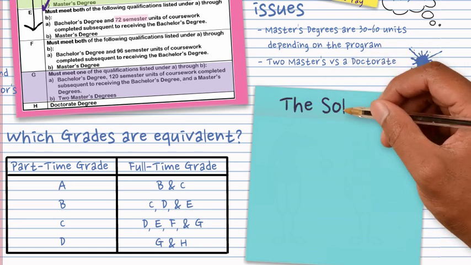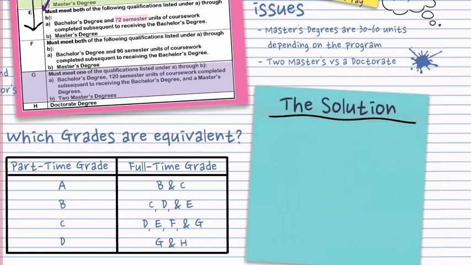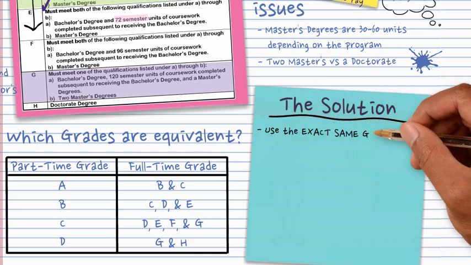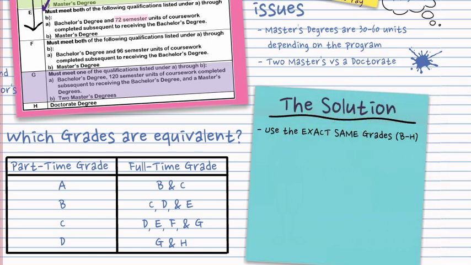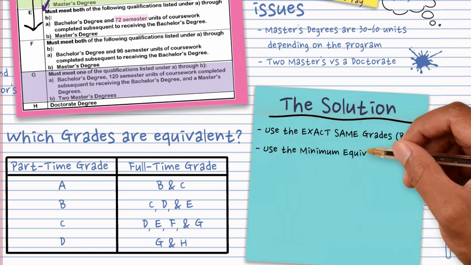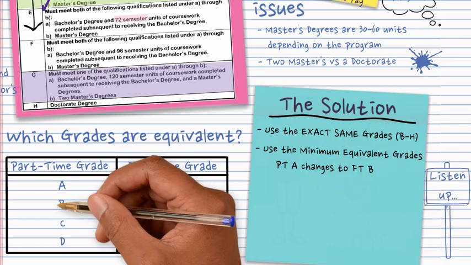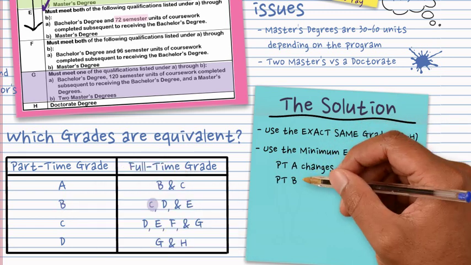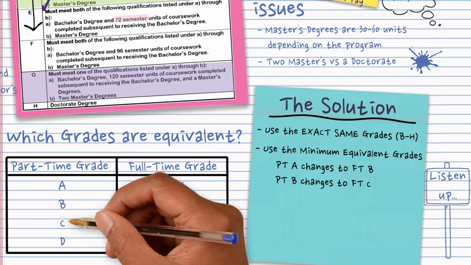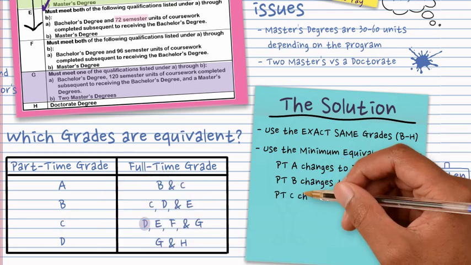So let's talk about a solution. To gain true parity in grade scales, we need to use the exact same grades for full-time and part-time faculty. Changes must be made to adjust the number of columns for part-time grades. First, we will start by using the minimum equivalent grades as the basis for the first 3 columns. Part-time grade A would match full-time grade B, part-time grade B would match full-time grade C, and part-time grade C would match full-time grade D.